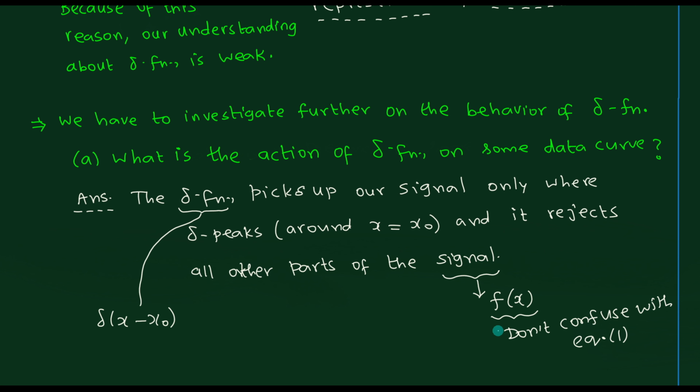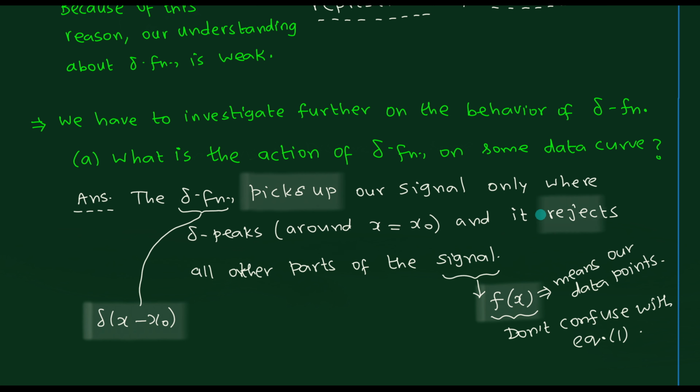Let us forget about those things and give the new name. f of x means our data points. If you draw a graph of our data points, we will call that the f of x graph. And the delta function is given already a name, delta of x minus x naught. So I will highlight that. Once you have 2 symbols clearly, there is no confusion. Delta has a delta symbol. Our data point is f of x. So the terminology that is important is picking up some data points and rejecting the data points.